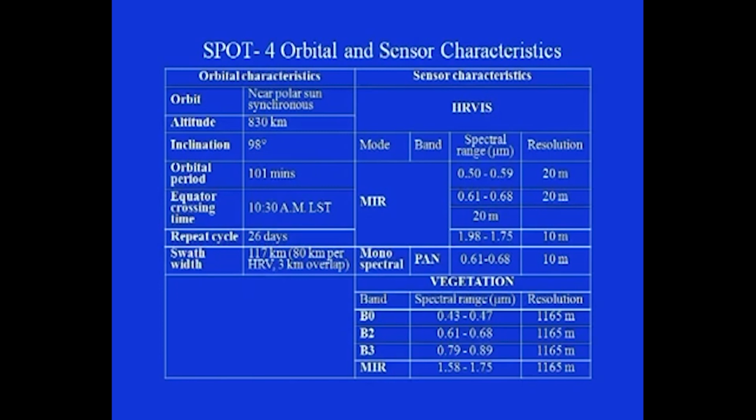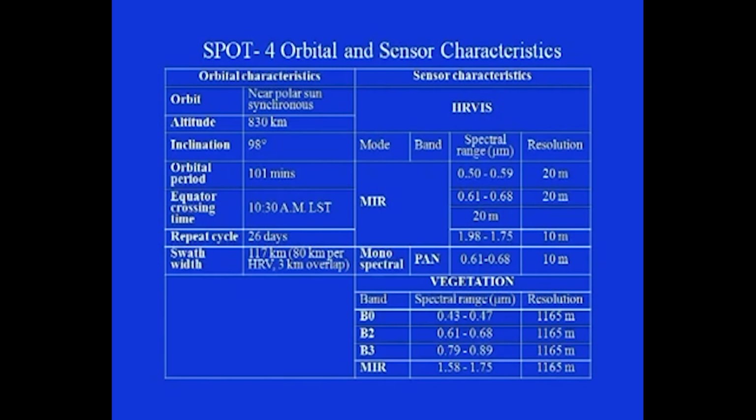MIR had 3 spectral ranges of data collection, and they were more or less parallel to the ones identified for SPOT 1, 2 and 3. A new spectral range was introduced, within the spectral region of 1.58 to 1.75 micrometers, and the spatial resolution was 10 meters. The panchromatic data set was collected similar to that of SPOT 1, 2 and 3.